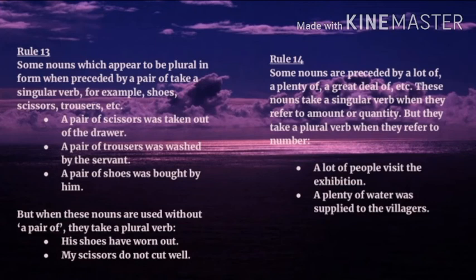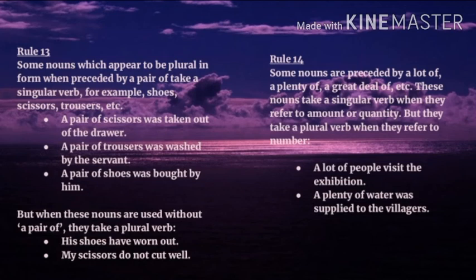Rule number 13 related to subject verb concord says, some nouns which appear to be plural in form, when preceded by a pair of, take a singular verb. For example, shoes, scissors, trousers, etc. For example, a pair of scissors was taken out of the drawer. Here, a pair of scissors is considered as a single unit, so a singular verb is used. A pair of trousers was washed by the servant. Here also the same rule is applicable. Third example, a pair of shoes was bought by him. Same rule is applicable. But when these nouns are used without a pair of, they take a plural verb.